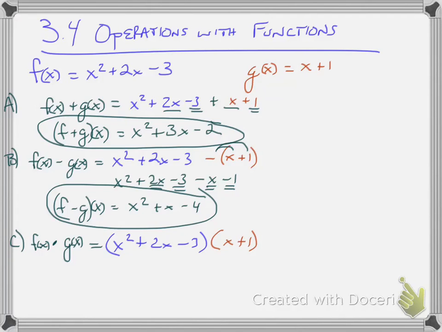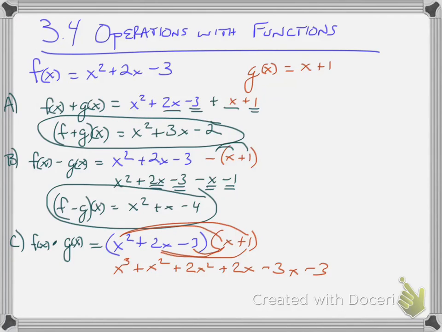When you multiply it, you have to distribute everything into the other parentheses. So first I'm going to distribute the x squared, that becomes x cubed, plus x squared. Then I'm going to distribute the 2x: 2x times x is 2x squared, 2x times 1 is 2x, and then distribute the negative 3, so that becomes negative 3x minus 3.